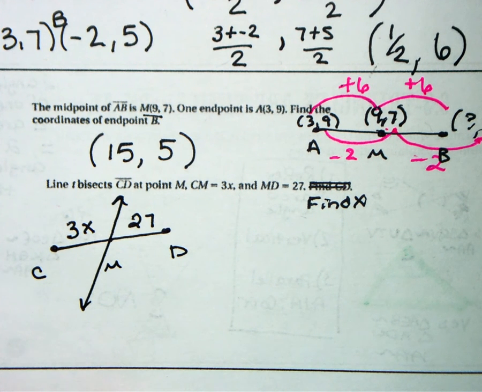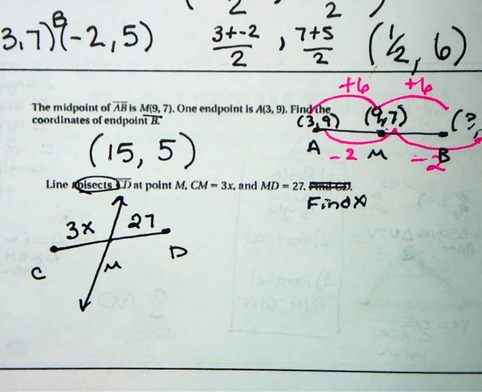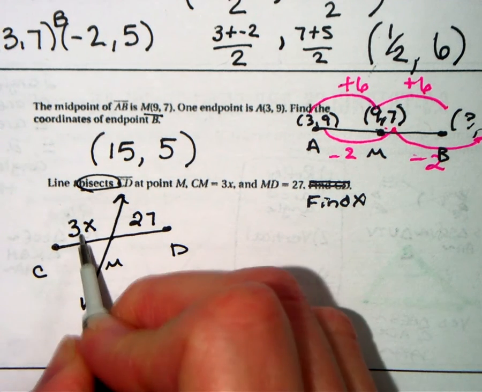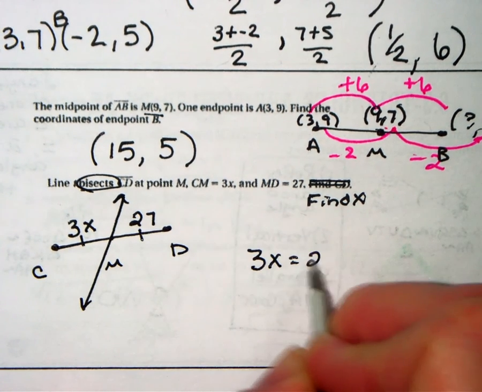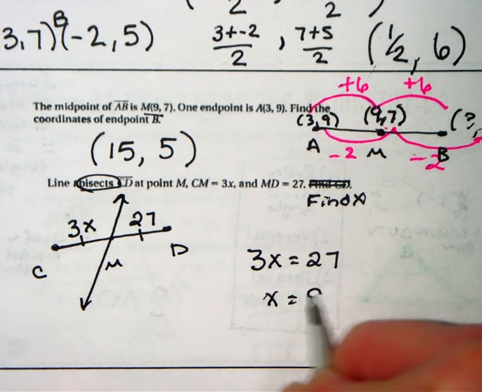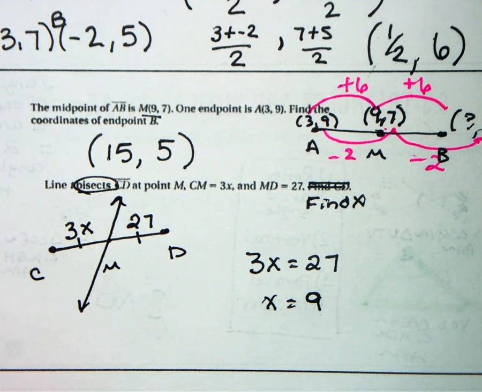Yeah? So because it says bisects, that's the word we want to make sure we know. Bisects should say to you, cuts into two equal parts. So the two parts here, 3x and 27, are equal to each other. So x has to be 9. Okay.